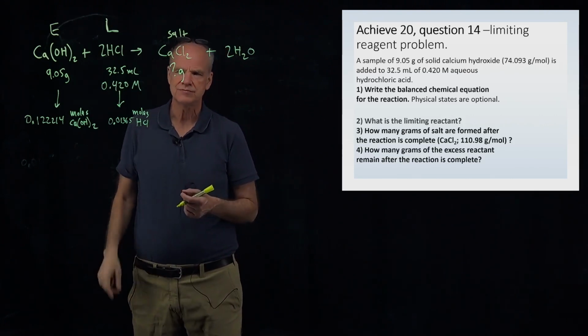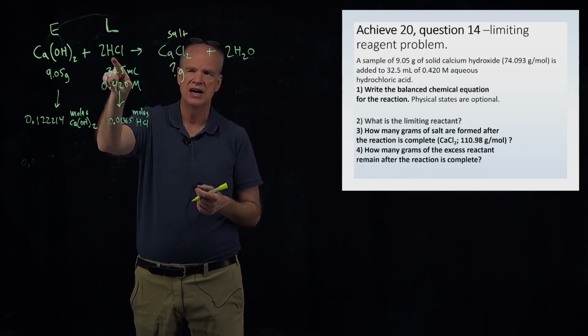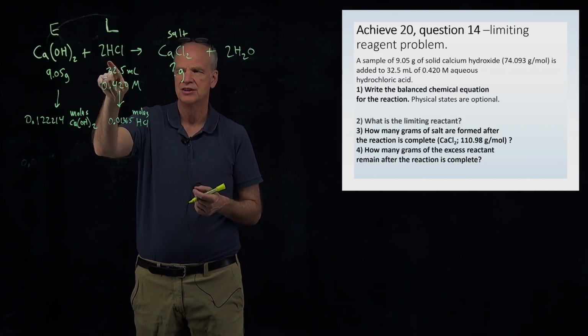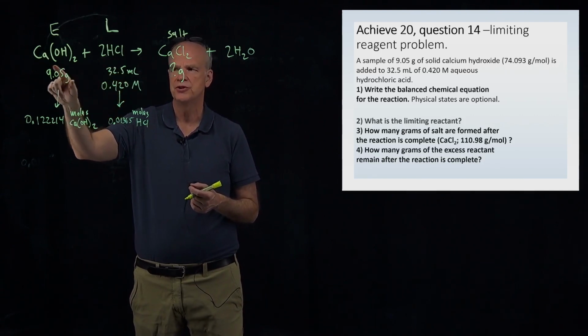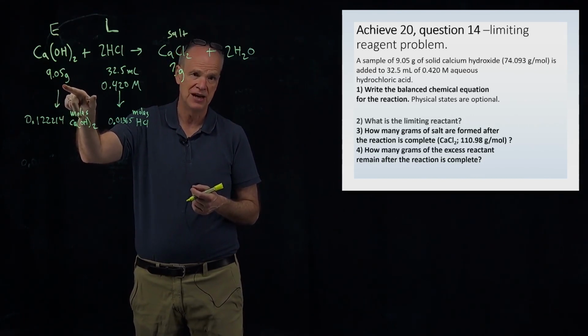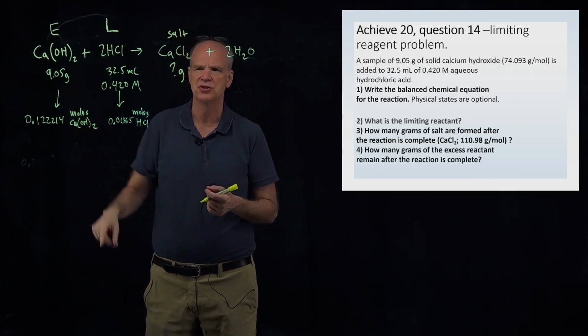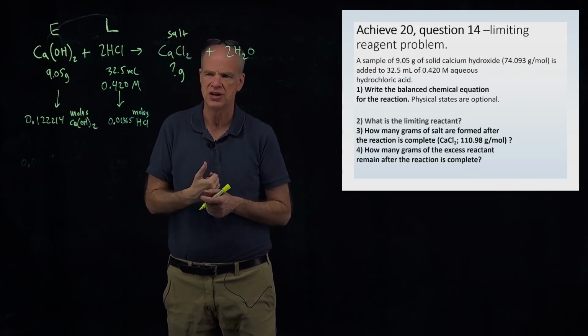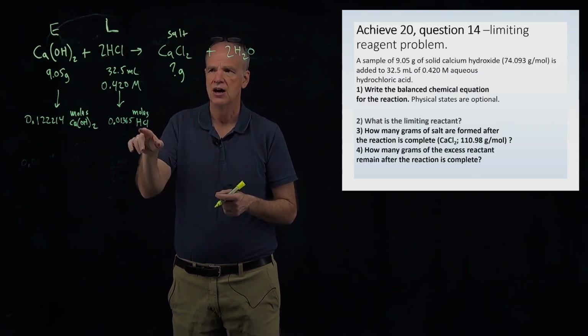You figured out earlier that the hydrochloric acid is the limiting reactant. But now what you have to do is figure out, if you started out with 9.05 grams of calcium hydroxide, how much is left unreacted? So that's a little bit tricky. Let me suggest a way that you do that.